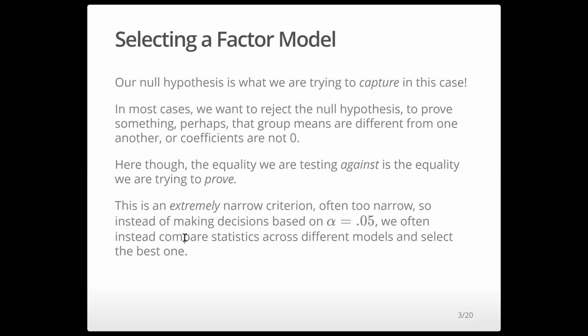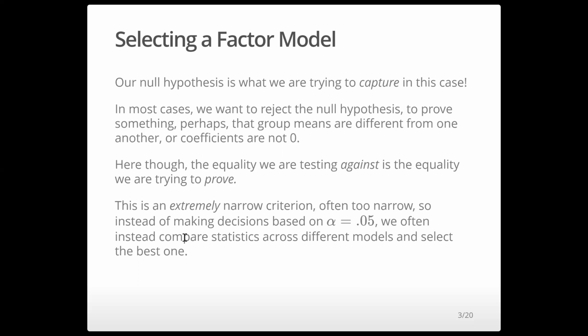So in this case, our null hypothesis is actually what we're trying to capture. In most cases, our null hypothesis is what we're trying to reject. But here, our null hypothesis is what we want to prove. And when we want to try to prove a null hypothesis, we really can never technically do that, first of all. And second of all, it's also extremely narrow for when we want to do this based on some kind of test statistic using frequentist sampling distribution based methods.